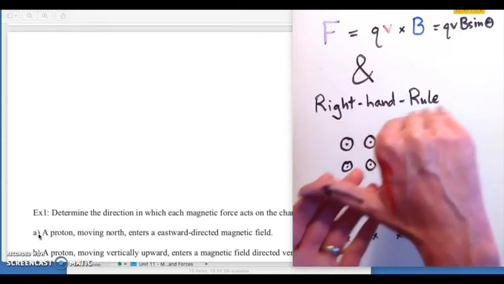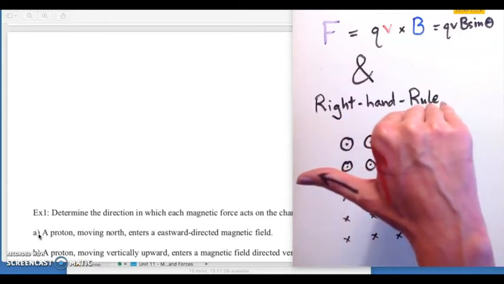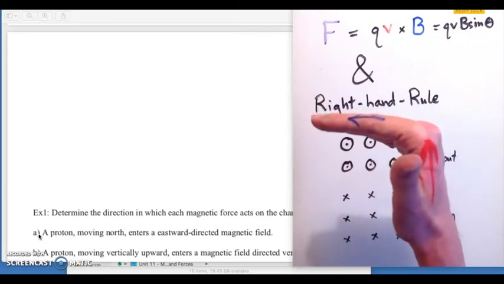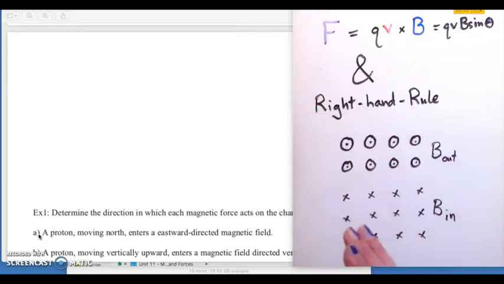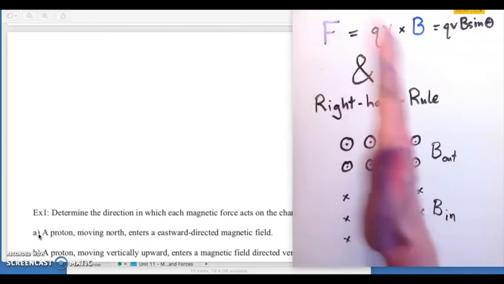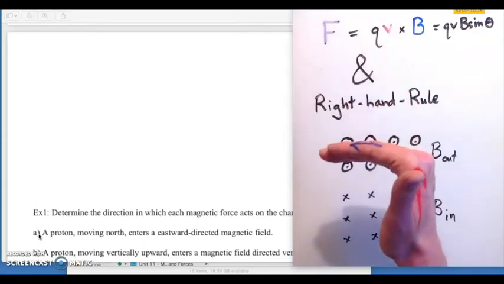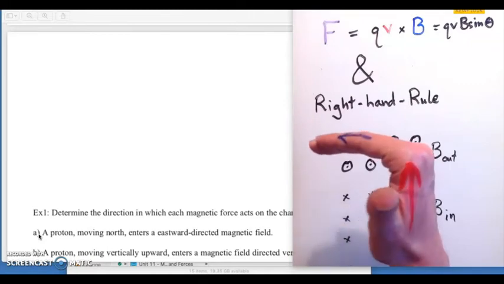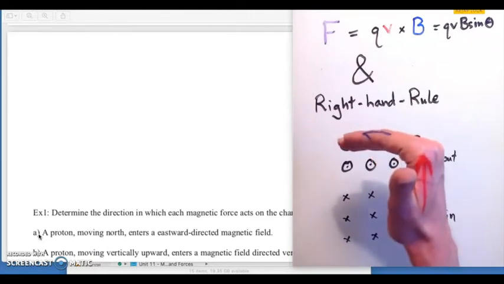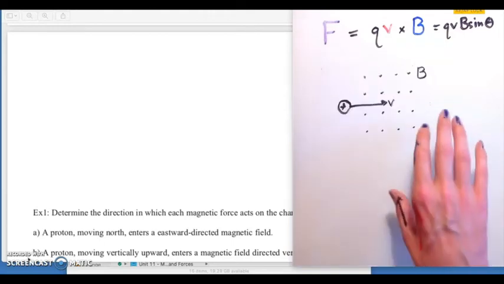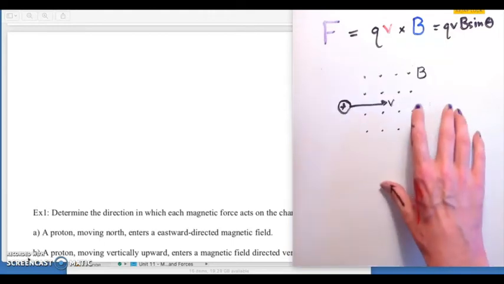And the length of my thumb corresponds to the magnitude of the force. Or in this case, really, it's mostly just the direction. Let's try that again. So if we have a charge that's moving, say, this way into a magnetic field that goes that way, the direction of the force would be directly towards you in the direction that my thumb is pointing. So we're going to do a bunch of examples. So let's take this one here.